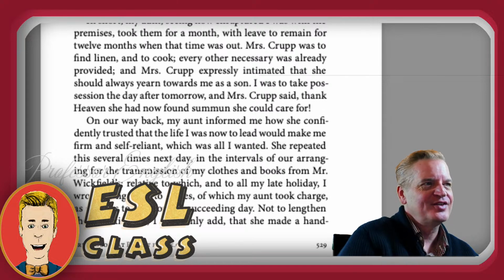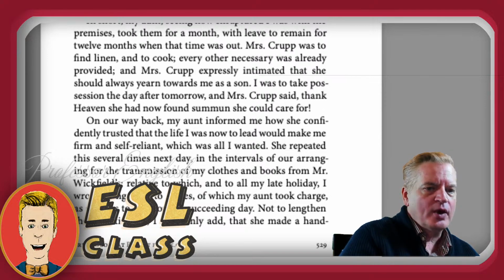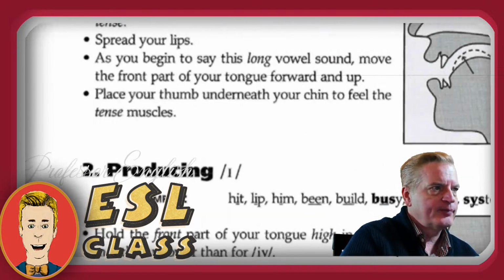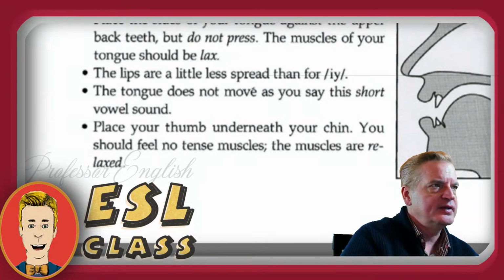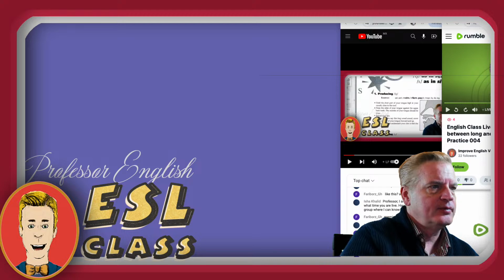Let's try to read it with just find. Mrs. Krupp was to find linen and to cook. Yeah, just find. Okay, now we have linen, which has the short I sound. So let's go back to our reference for pronouncing these sounds correctly and practice this word, linen.